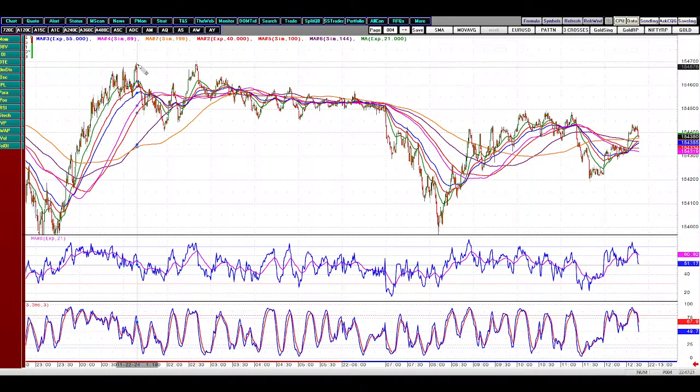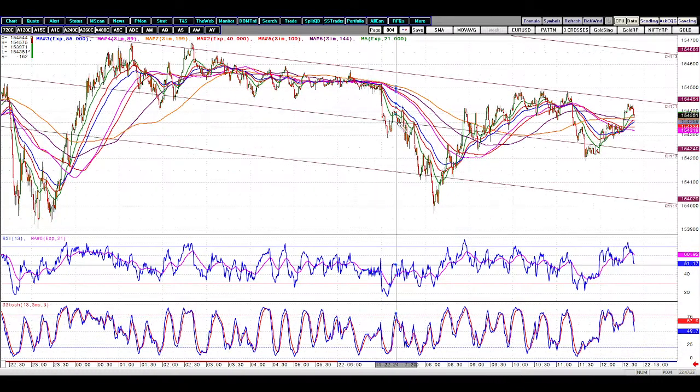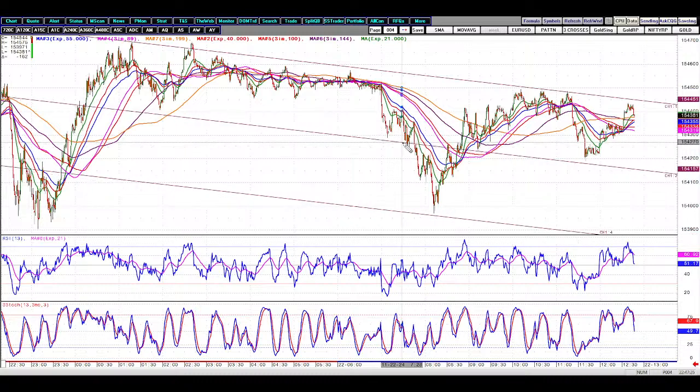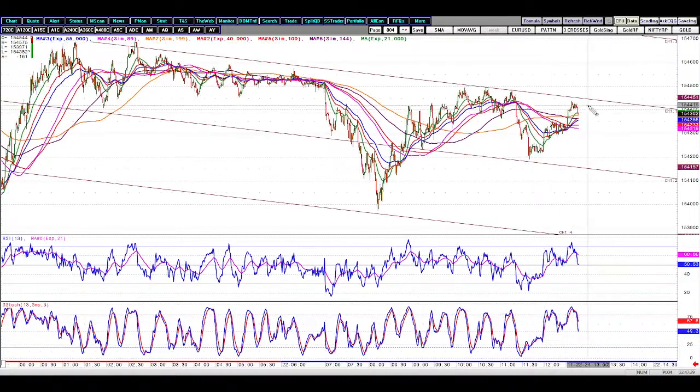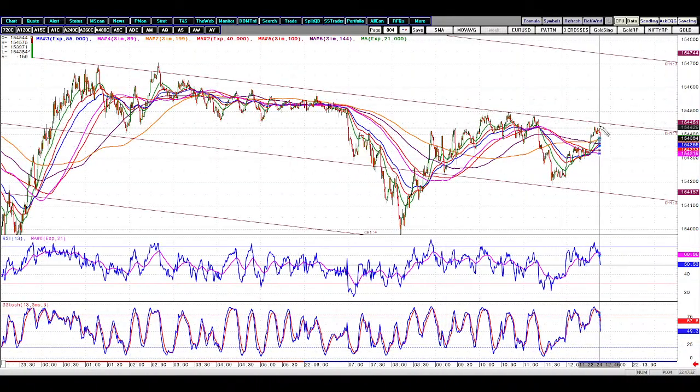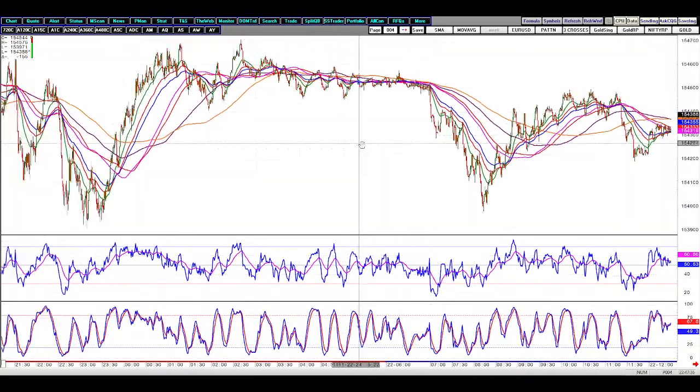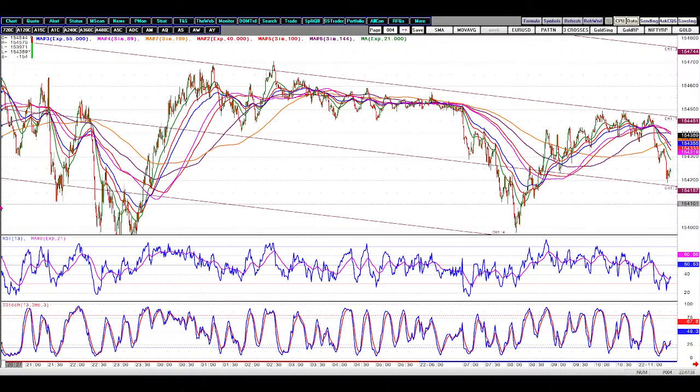Heading south. If I draw a channel here, I think this should be a strong resistance. That means I don't see the price going higher. We should see weakness coming into play. But of course, the market is the king. Market is the king, so we've got to follow the market. Just give me a minute.